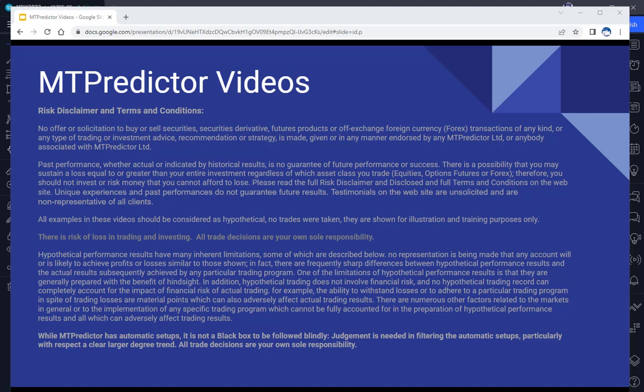In today's MTPredictor video, I'd like to take a look at using our new MTPredictor scripts on TradingView to uncover potential trade setups. But as usual, we have to look at our risk disclaimer and remind you that all examples in these videos should be considered as hypothetical. No trades are actually taken, they're just shown for illustration and training purposes only. Remind you there's a risk of loss in trading and investing.